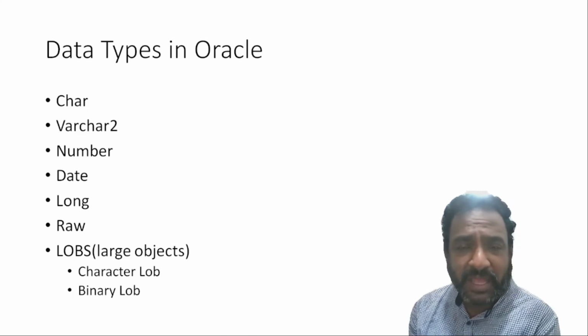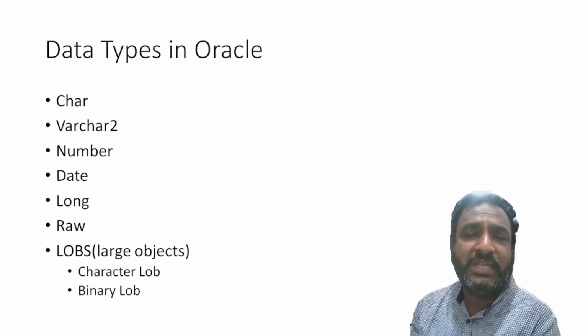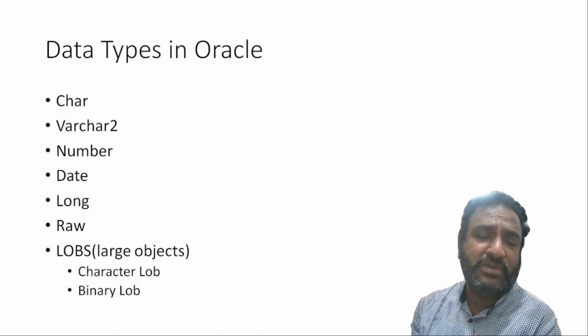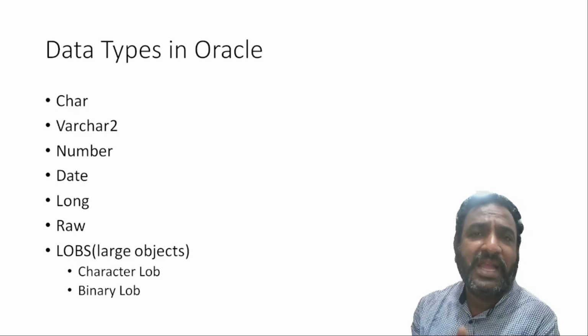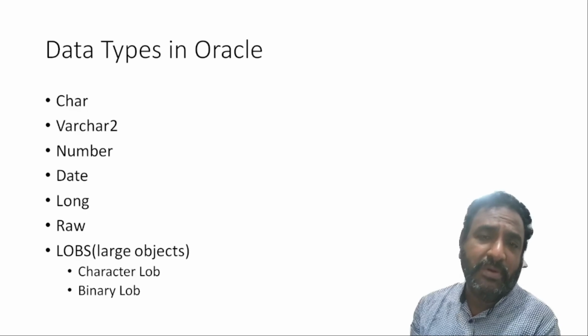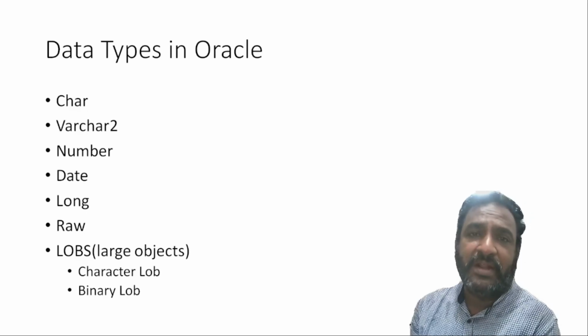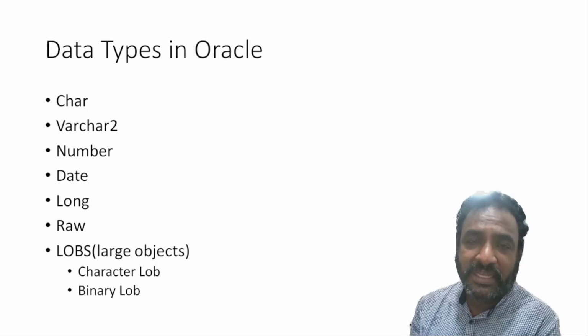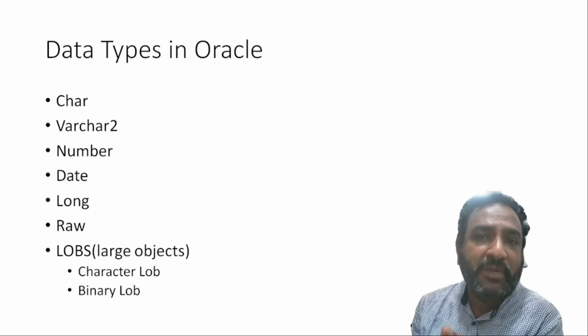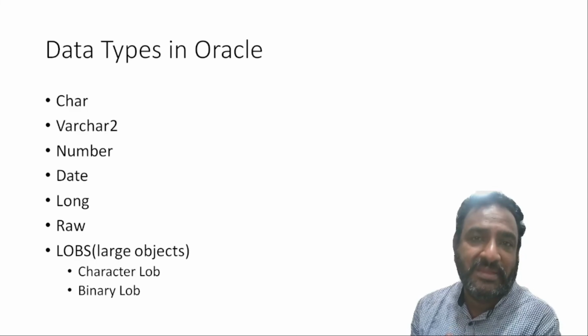Here the first data type is char, the character type. The maximum number of characters you can maintain is 2000 characters. And the next one is varchar2. The maximum size is 4000 characters, that is 4000 bytes. The difference between char and varchar is that char is fixed length. For example, if you define a name attribute as character type with 15 characters and insert the name Ravi, even though Ravi has only 4 characters, it will occupy 15 bytes. That is the fixed length.